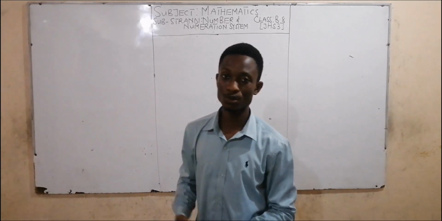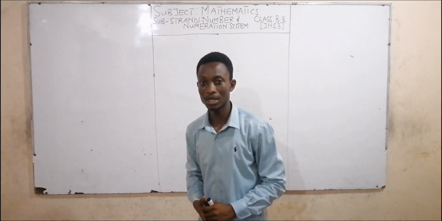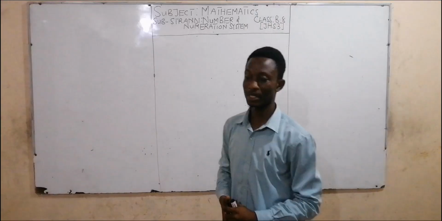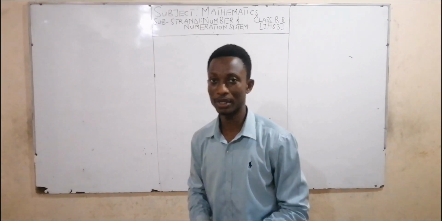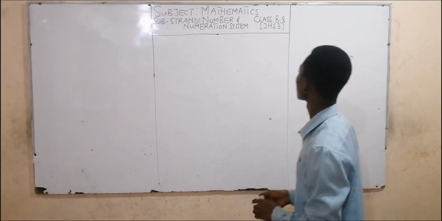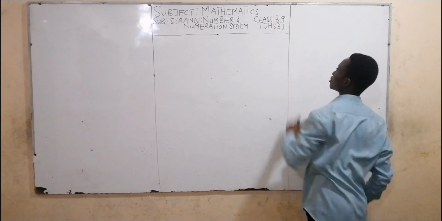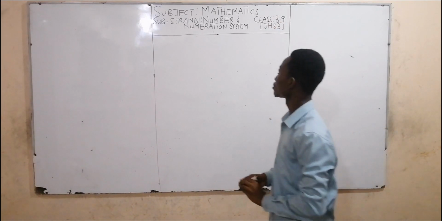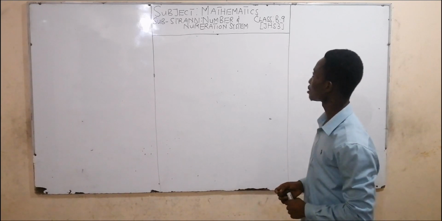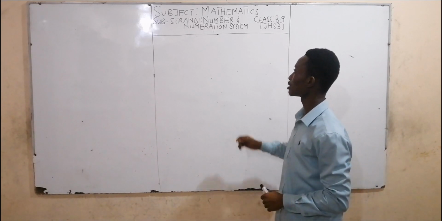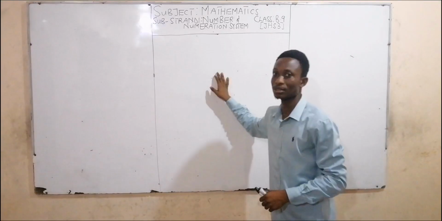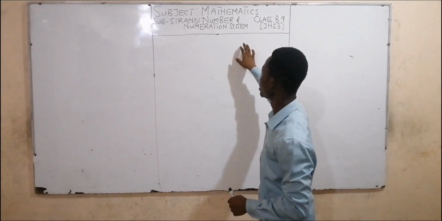You are welcome to the mathematics class today, and today we are taking a lesson from the Basic 9 or JHS3 class. Oh, I think I wrote 8, yeah, 9. Basic 9, yes. So we are going to look at a substrand under Strand 1, that is Number and Numeration System.